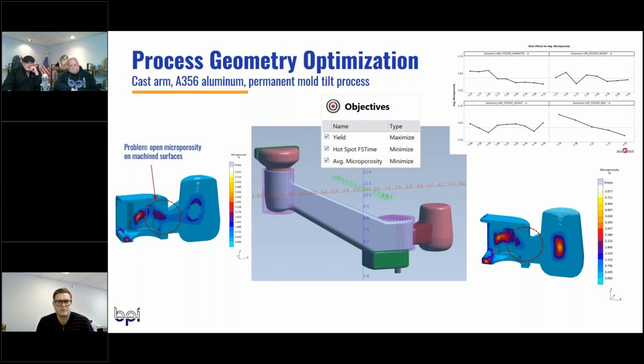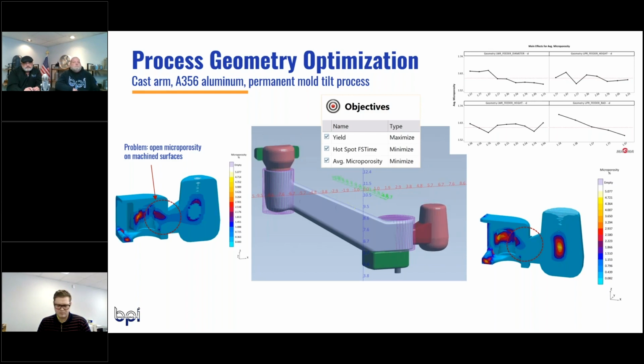And so optimization provides a powerful opportunity to look at a wider design space in a very short amount of time. What you're seeing in that animation in the center portion of the screen are the combinations of the two feeders, their sizes, that are being cycled through. We're stepping through about 80 designs here in about 4 to 5 hours, with the objectives of optimizing casting yield, reducing hotspots, and reducing the average microporosity.